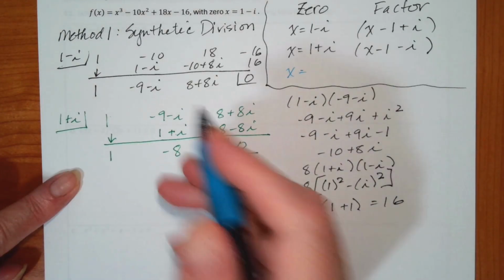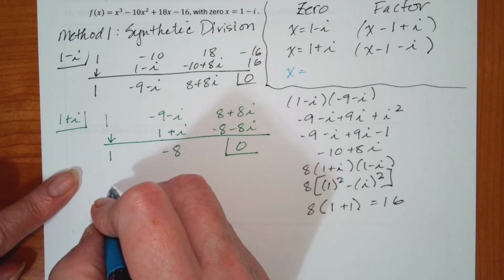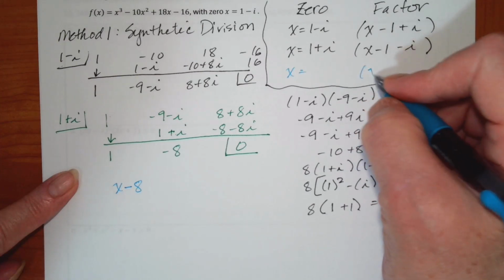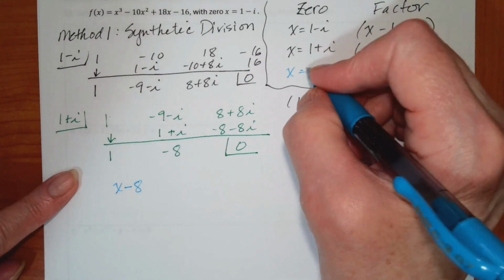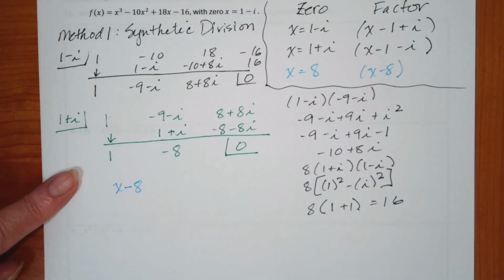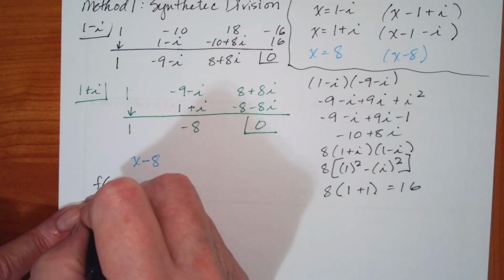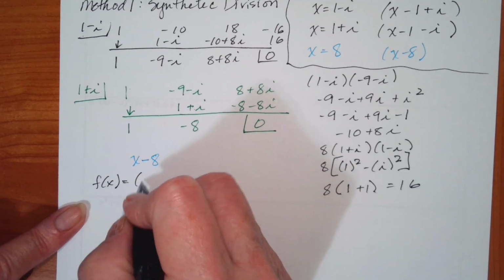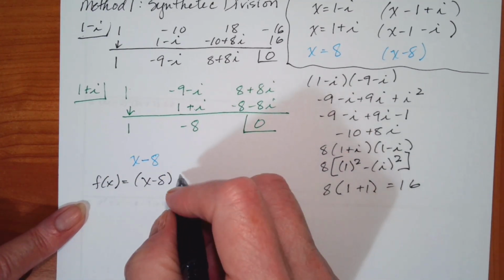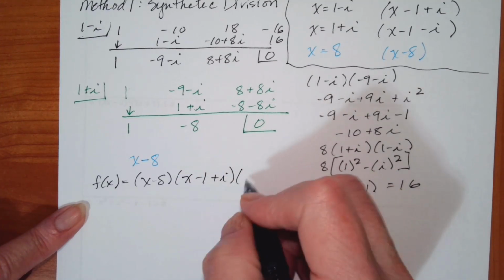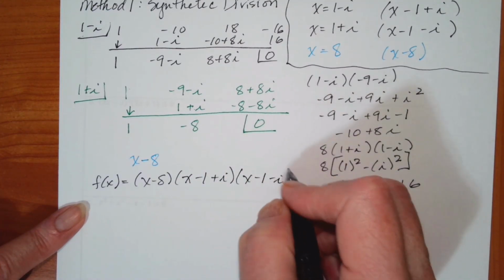Okay, then from here, the polynomial that's left over is x minus 8, which is my factor and tells me that x equals 8. So now if I want to write my polynomial, this gives me f of x is equal to x minus 8 times x minus 1 plus i times x minus 1 minus i.